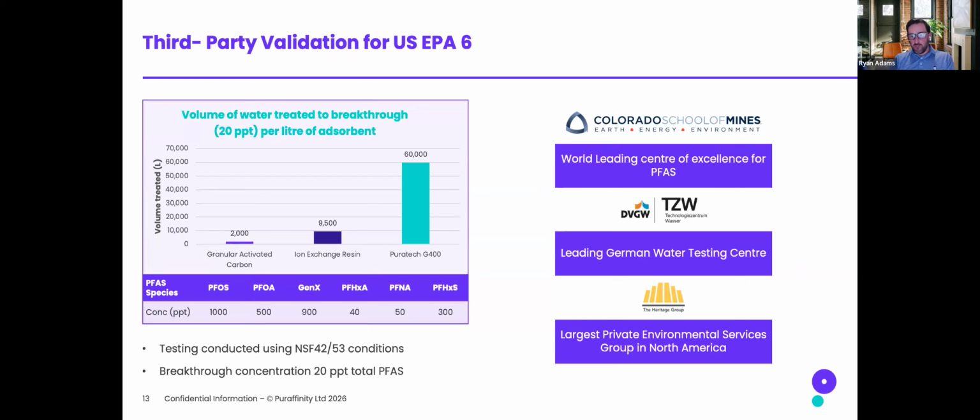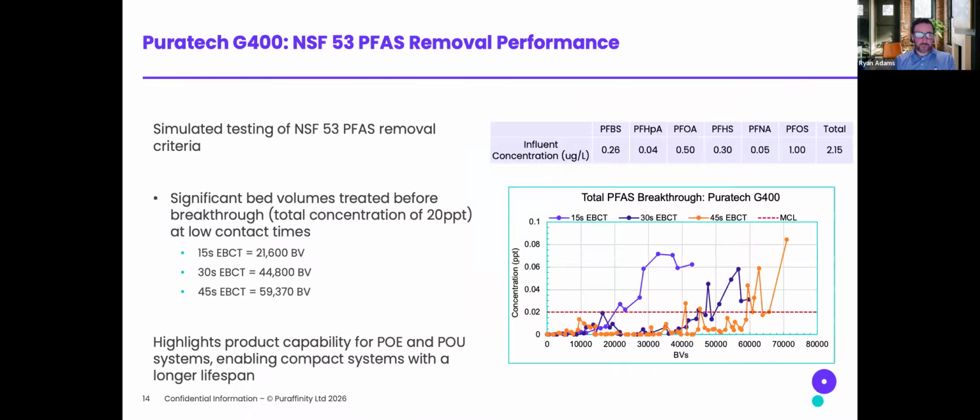So we've done a lot of third-party validation, both external and internal. You can see there Colorado School of Mines, TZW, which is in Germany, and Heritage Group, an extremely large environmental services group here in North America as well. So we've extensively tested it to really prove that it can deliver those CapEx and OpEx savings, and how we can shrink these footprints and still give you superior performance.